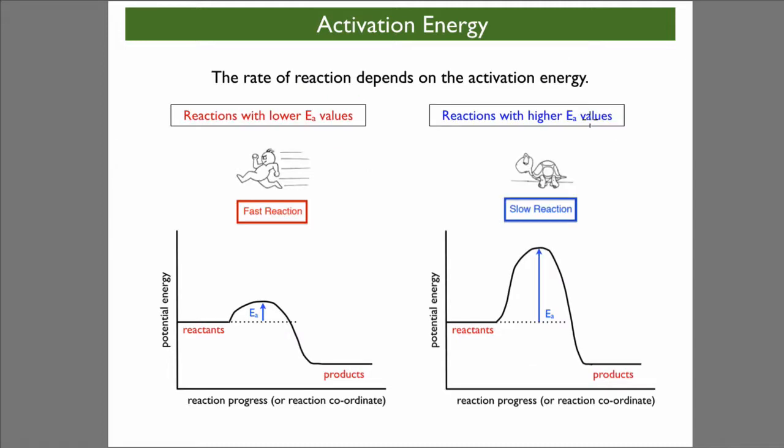The rate of reaction depends on the activation energy. Reactions with lower activation energy are fast, and you can see obviously the kinetic energy required to overcome the activation energy is smaller. Here, reactions with higher activation energy, more energy is required for successful collisions, so it's going to be a lot slower.